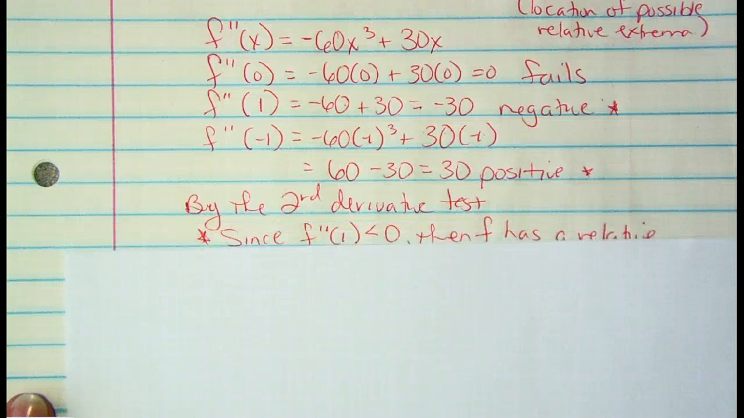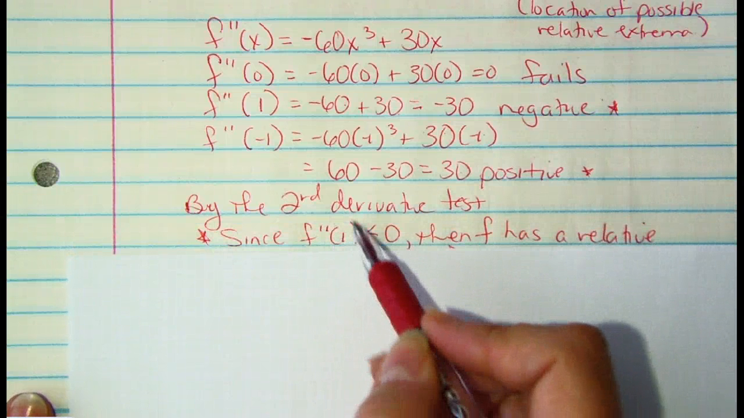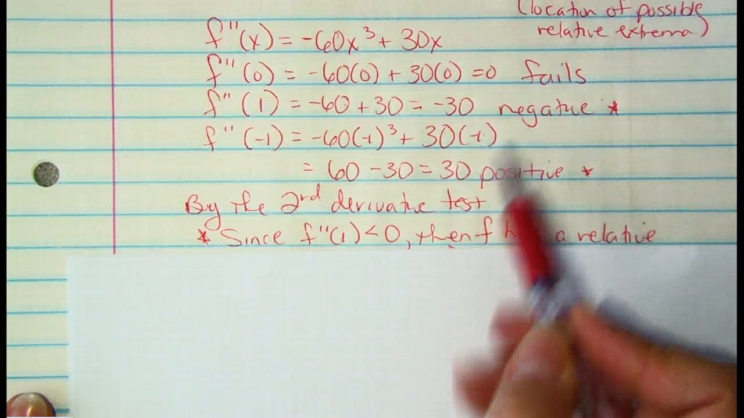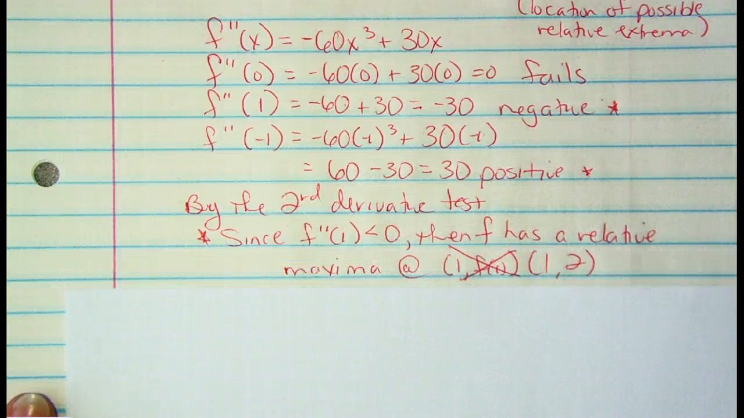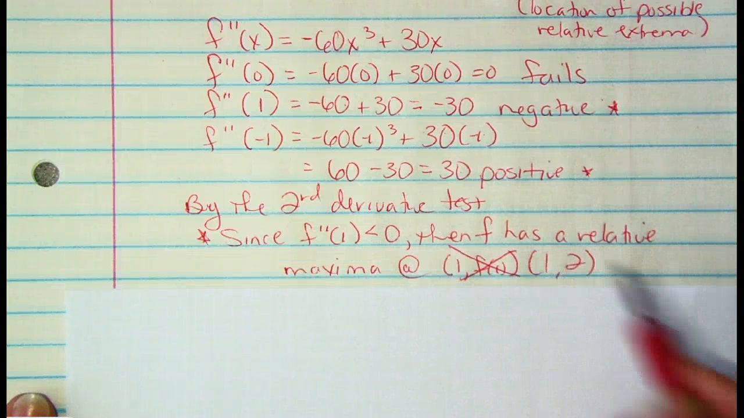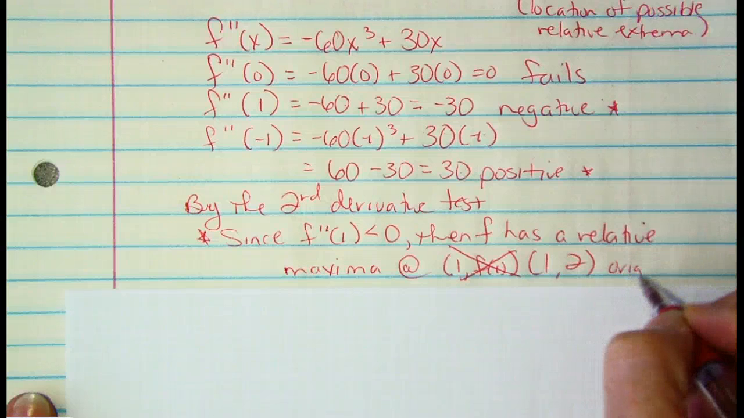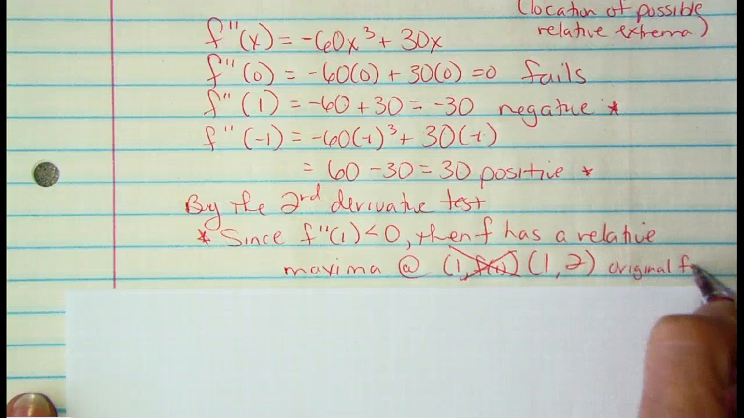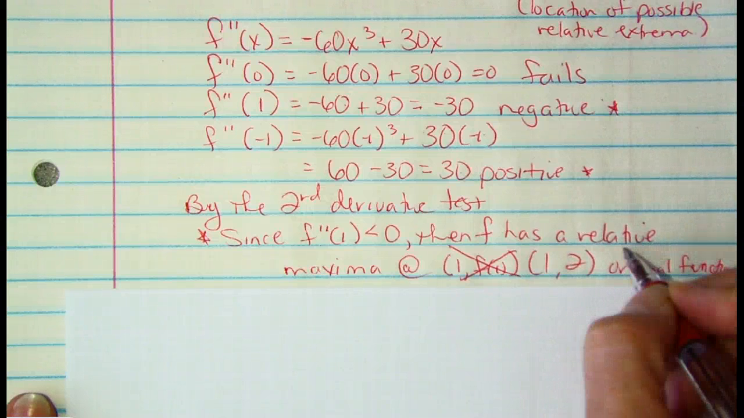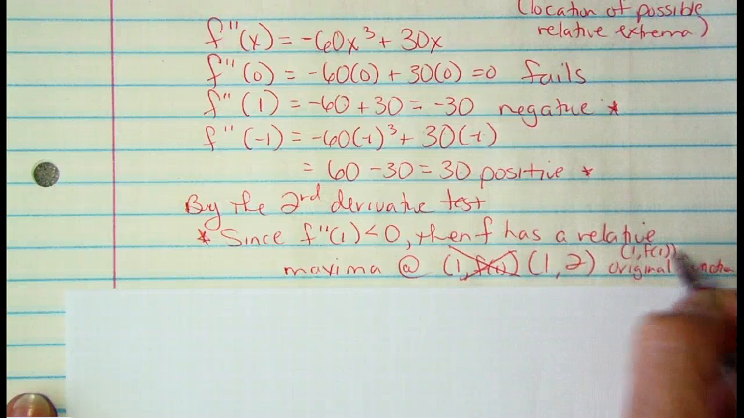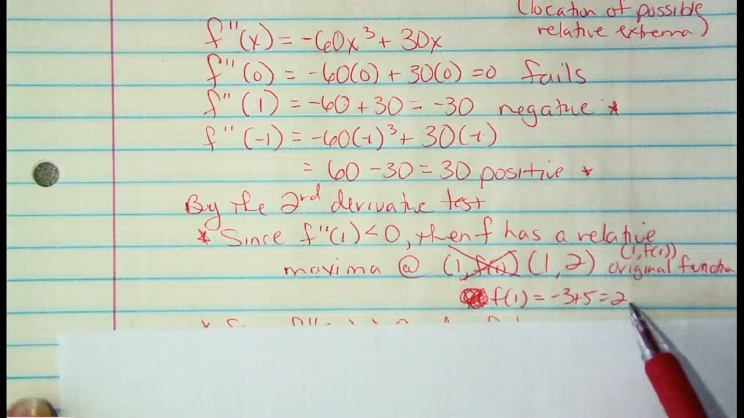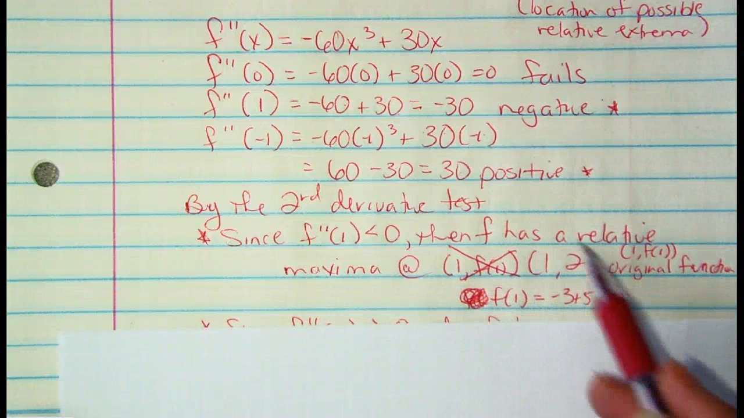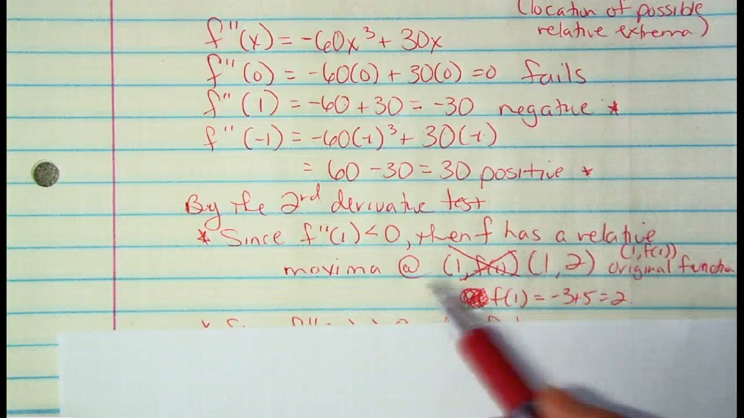By the second derivative test, since f double prime of 1, when I evaluated that, I got negative answers, less than 0. Then f has a relative maxima at the point 1, 2 on my original function. That's 1, f of 1. So you can see I did the math down here. I put it back in my original function to figure out what point on my original function has a relative min or max.